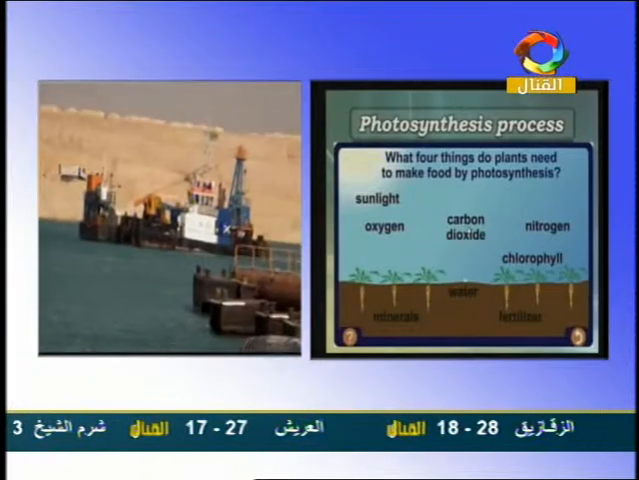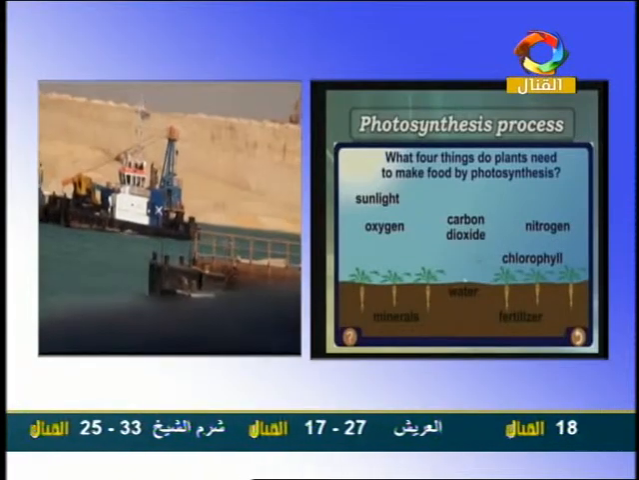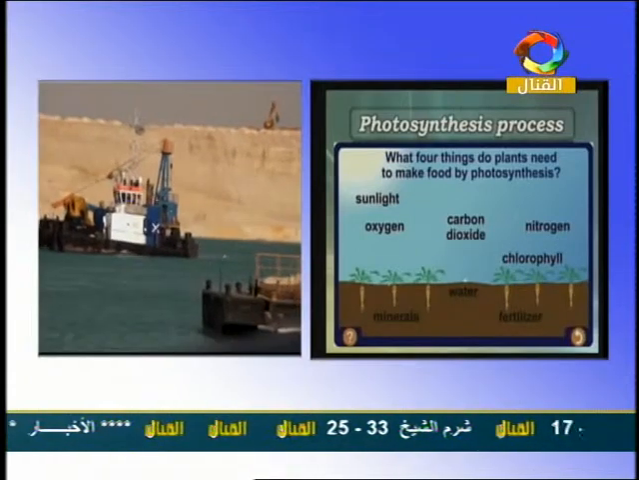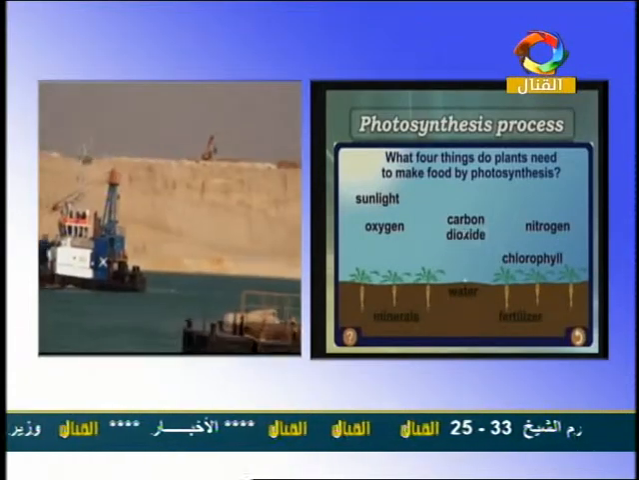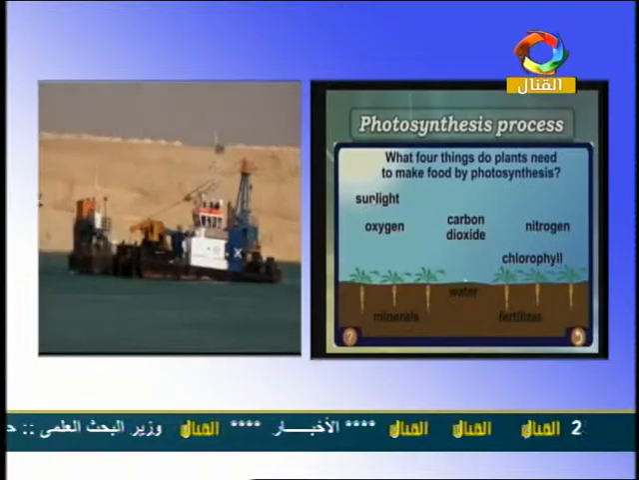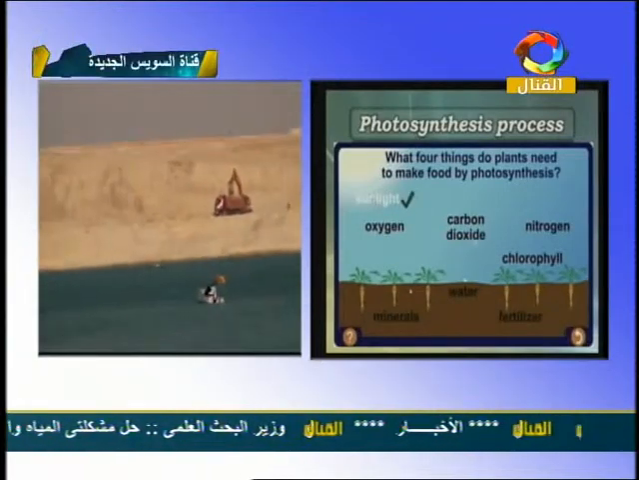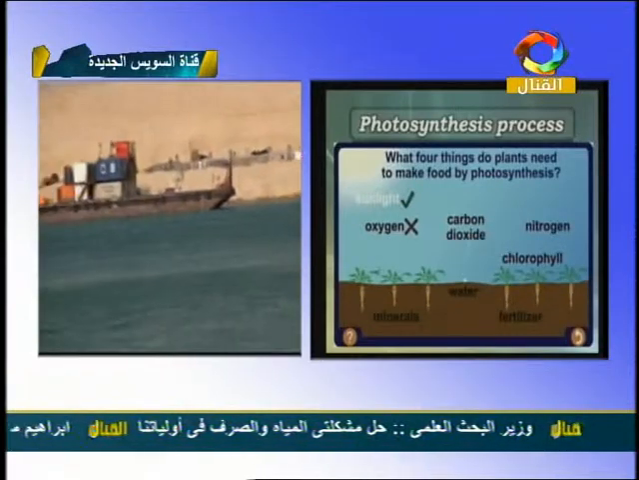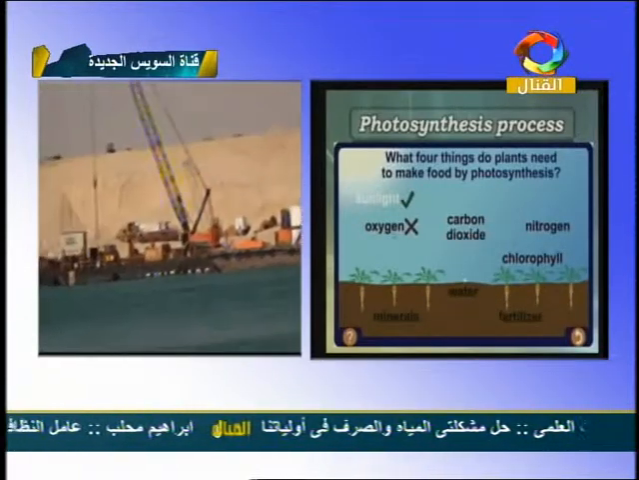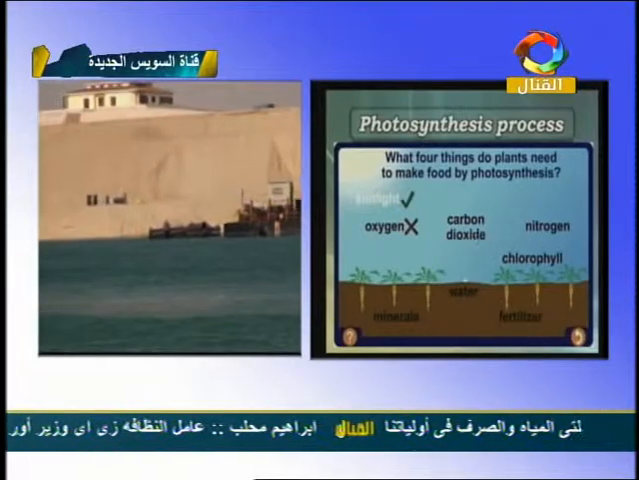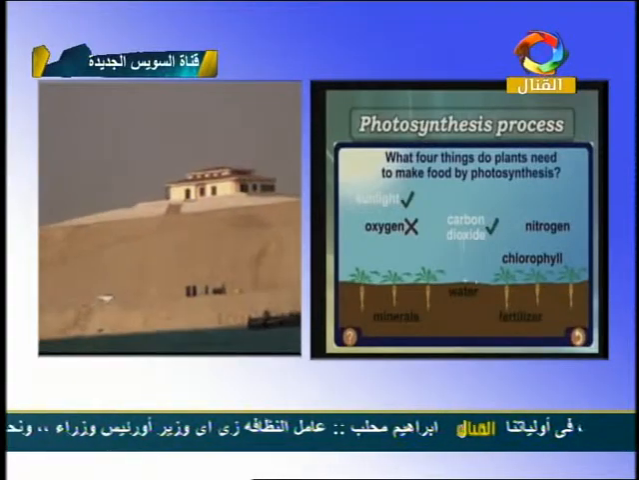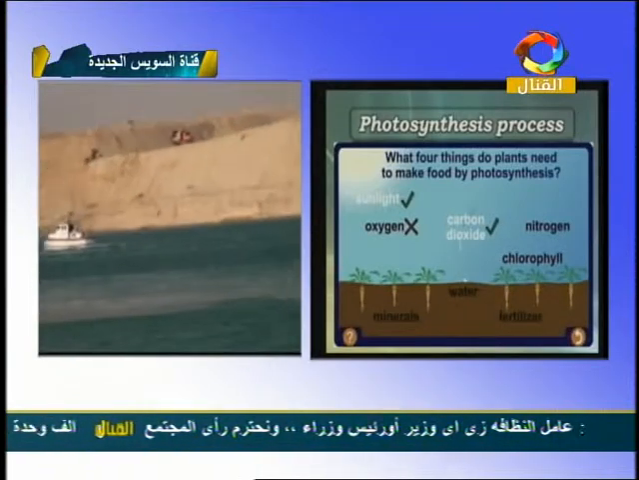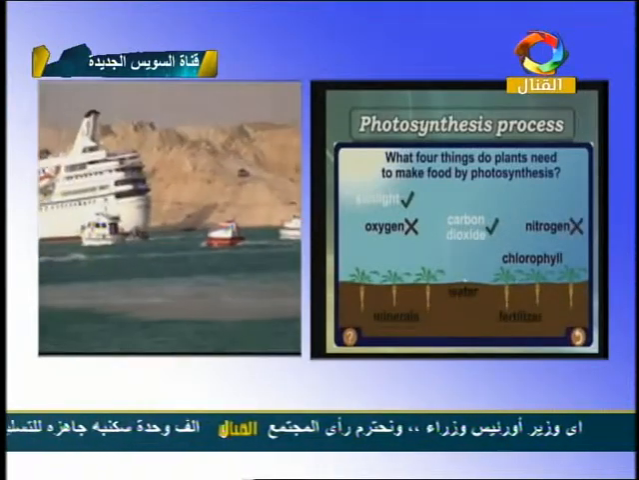It needs carbon dioxide. Yes, very good. Carbon dioxide is one of the things needed by this plant. The sunlight is right. Does it need oxygen? No, oxygen is wrong, because oxygen is not needed by the plant. But carbon dioxide is right. Nitrogen, no. I need one type of gas here, so nitrogen is wrong.